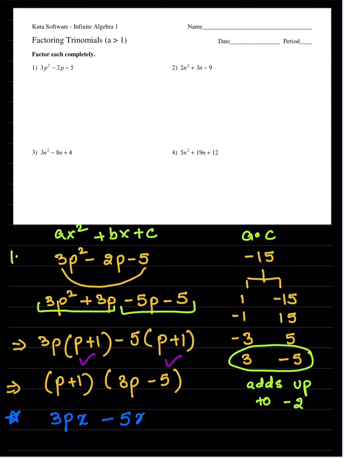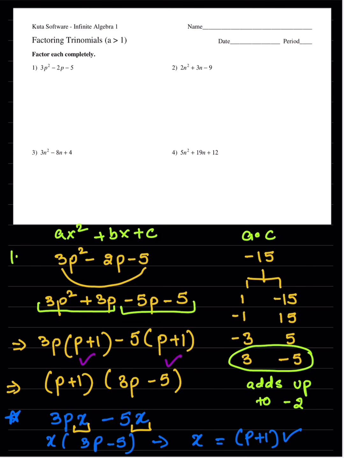And here I have a small note for you. Imagine that p plus 1 was x. Then what you would have done, you would have factored out that x. Similarly, we have factored out p plus 1.